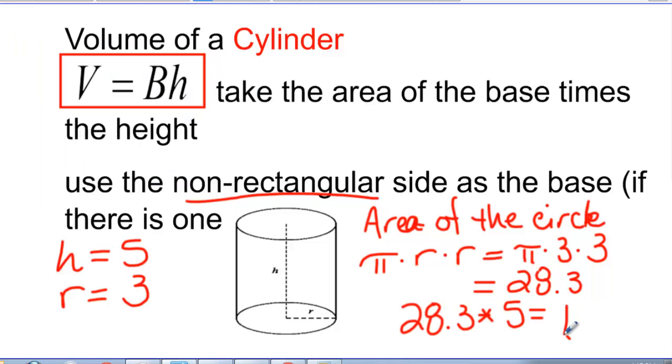That gives about 141. And now this is volume. So I guess I didn't label this. Let's see, those were 5 and 3 centimeters. So we would label this as cubic centimeters. And like I said, this formula right here will work for any prism. So triangular prism, rectangular prism, find the area of the base and take it times the height.